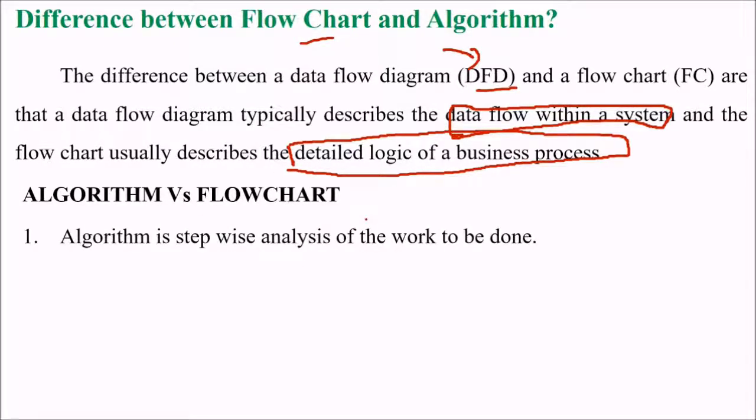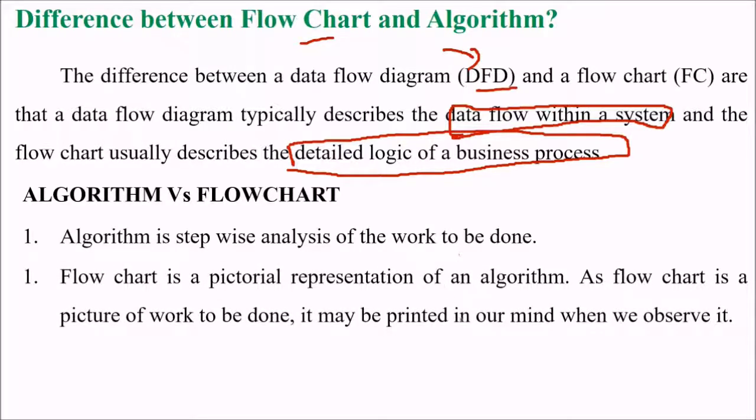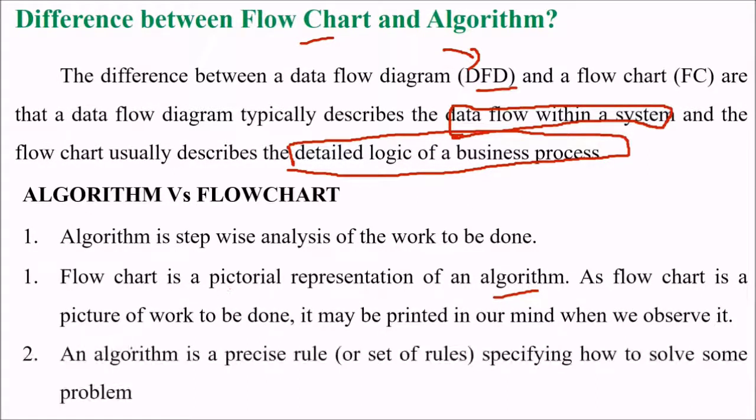First, an algorithm is a stepwise analysis of the work to be done, and a flow chart is a pictorial representation of the algorithm. As the flow chart is a picture of the work to be done, it may be printed in our mind when we observe it.